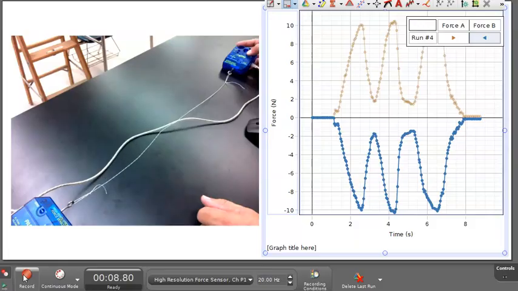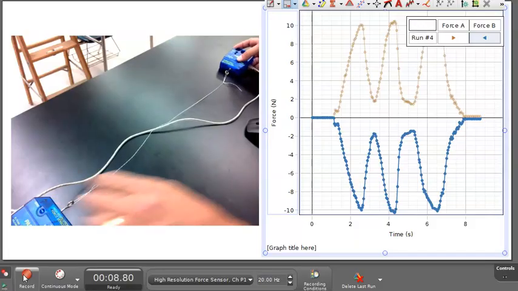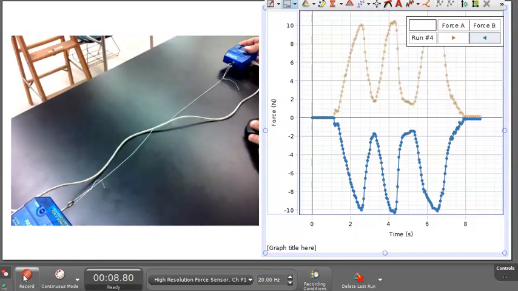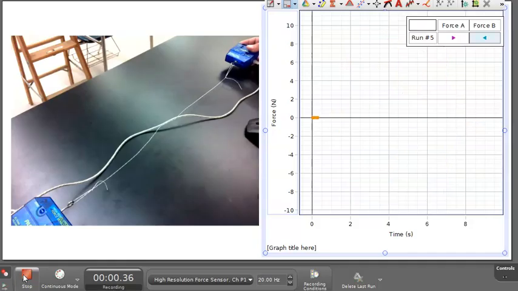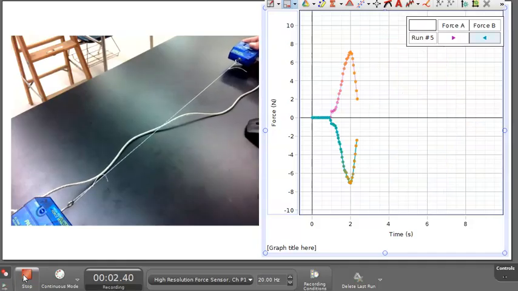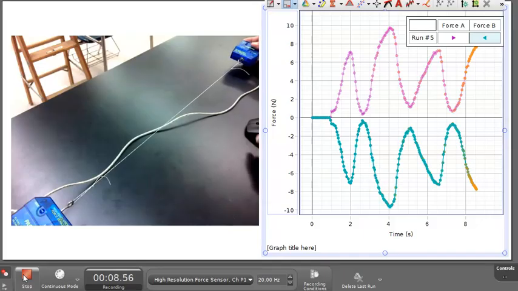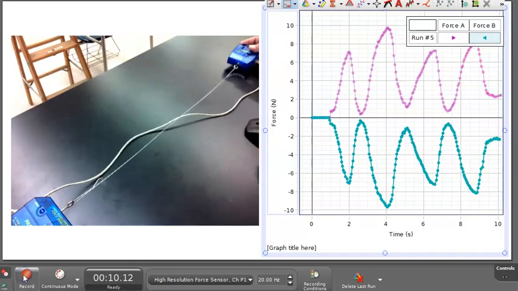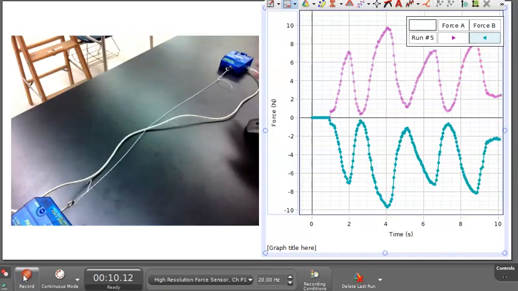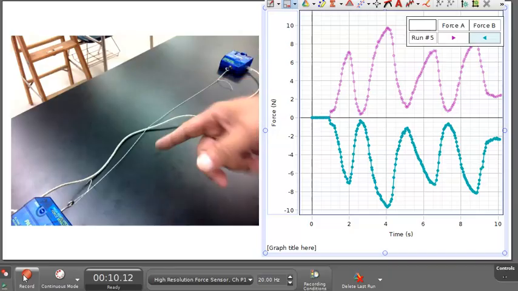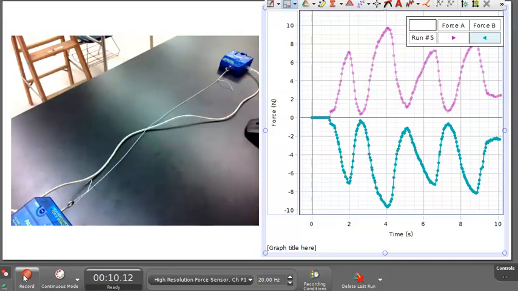All right. Again, we're going to zero the force sensors. And let's go ahead and start recording and see what it looks like. And again, it's transmitted undiminished. The force from A onto B is equal to the force from B onto A. The tension force itself is transmitted all the way from one end to the other.